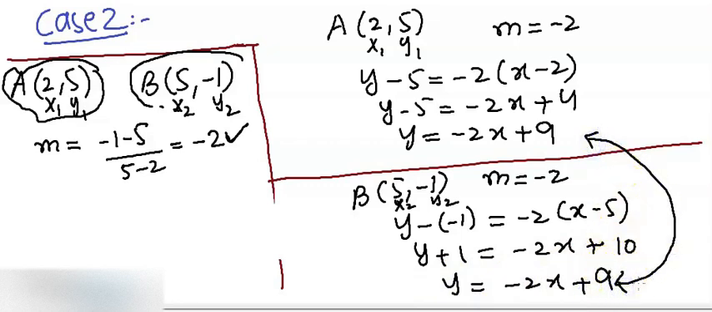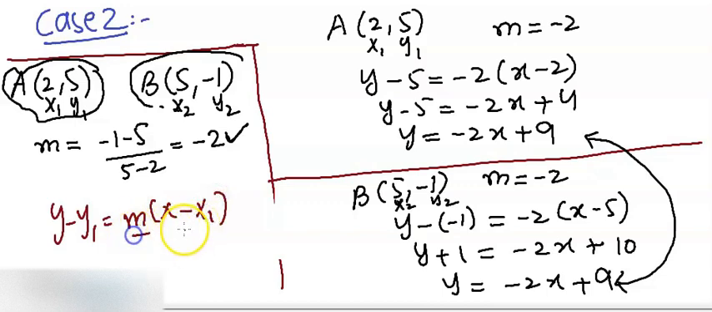So once you have got the slope from the 2 points, then you have a choice. Either you use point A with the slope m, or you can use the point B with slope m. In both cases you will be using the formula called slope point form. This formula, y minus y1 equal to m times x minus x1, people call slope point form. So far so good. Let's move to case 3.